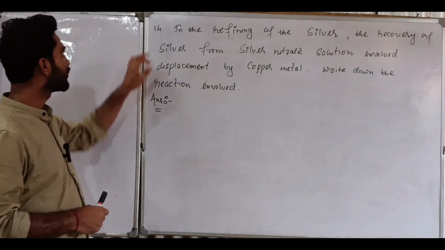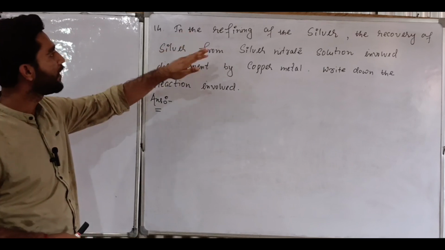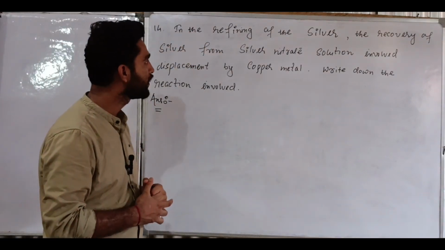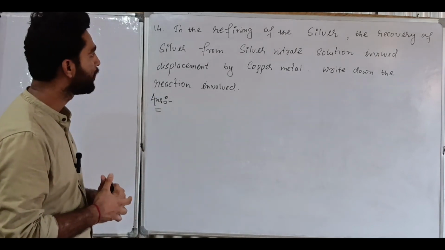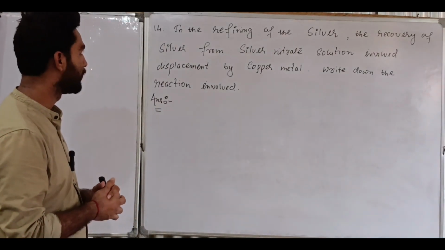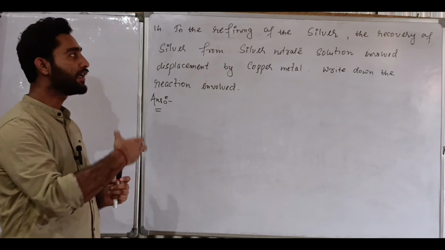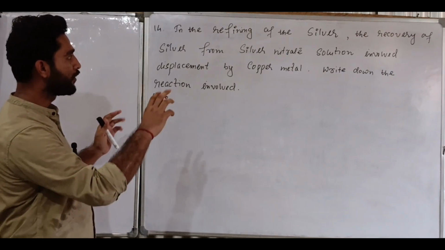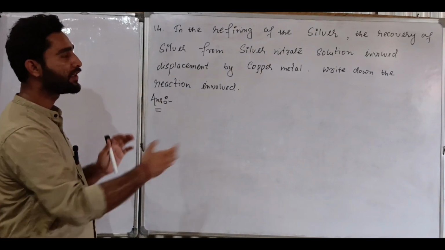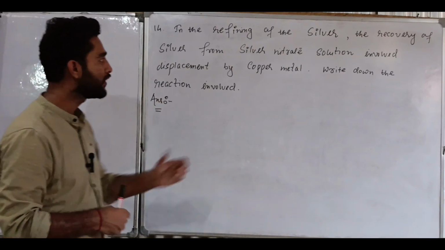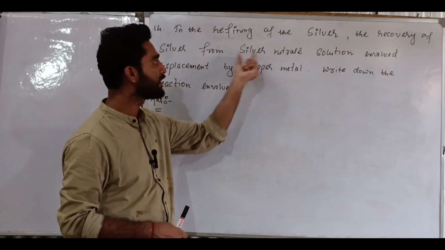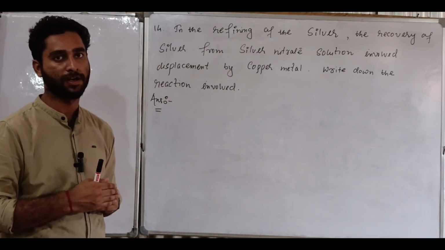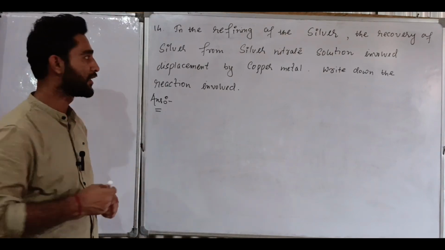Okay, now this question number 14 says that in the refining of the silver, the recovery of silver from silver nitrate solution involved displacement by copper metal. Write down the reaction involved. Means in the refining of the silver, to extract the silver from the silver nitrate solution, we have to react this solution with the copper metal. And as we know, the copper is more reactive than the silver. So from this nitrate solution, copper easily can displace the silver and we can get the pure silver metal.